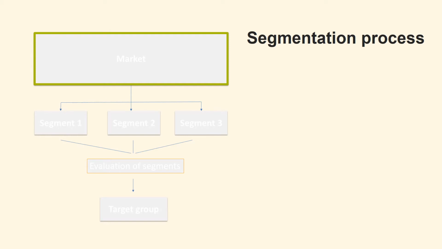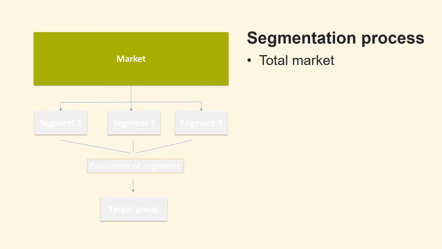The process of segmentation consists of the following steps. We look at the total market for our product. The market is also sometimes called the industry. The market for automobiles or the market for beverages are both examples of consumer markets.